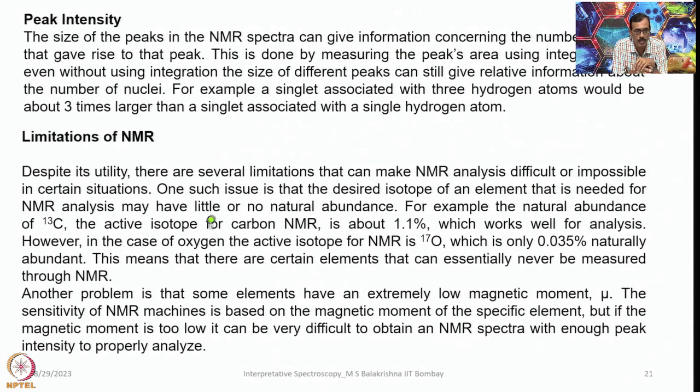Another problem is that some elements have an extremely low magnetic moment. That means the sensitivity is very low, since the sensitivity of NMR machines is based on the magnetic moment of the specific element. If the magnetic moment is too low, it can be very difficult to obtain NMR spectra with enough peak intensity to analyze properly. So these are the limitations of NMR: one is low abundance, and another is the low magnetic moment value.